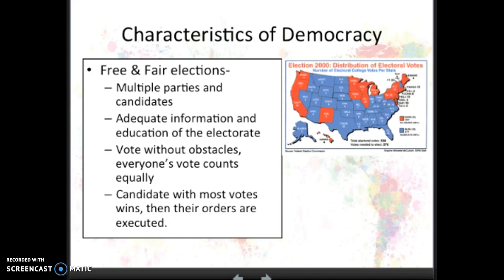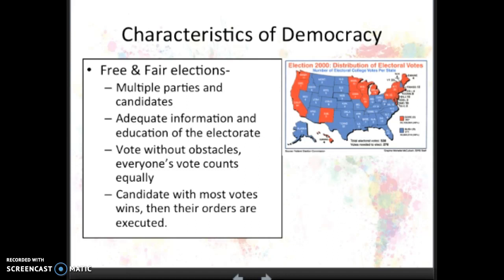Characteristics of democracy are going to include free and fair elections, where you have multiple parties and multiple candidates competing. They have different ideologies. They can bring different solutions to issues that the country is facing to the table, and people have a choice between different solutions as a part of the political parties' platforms.